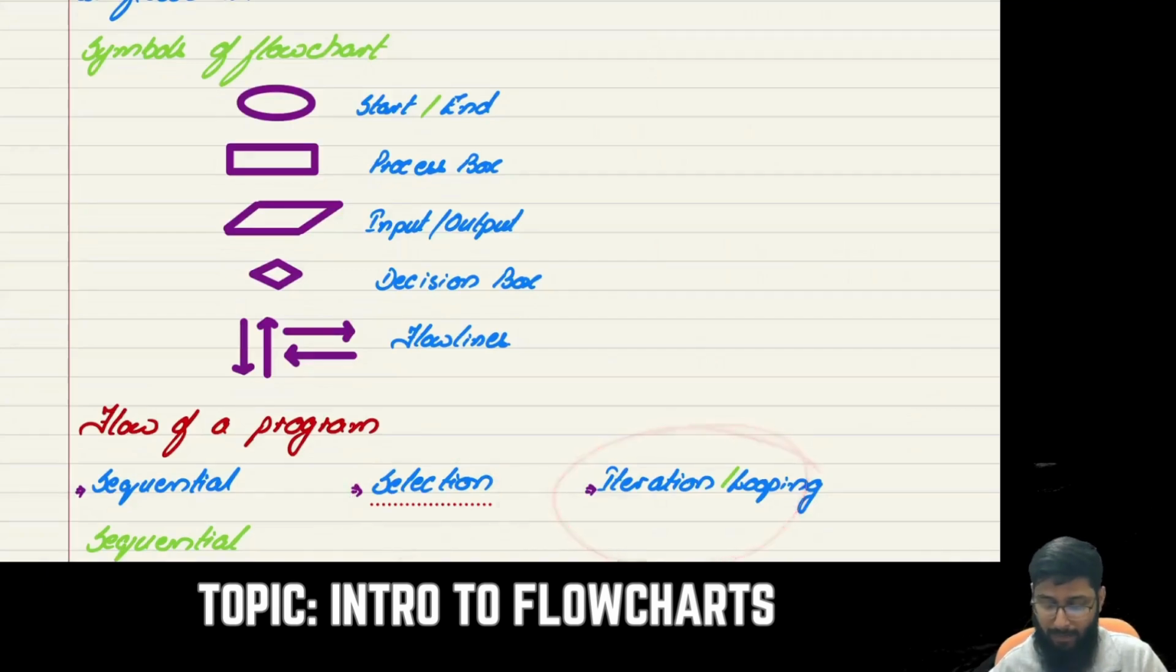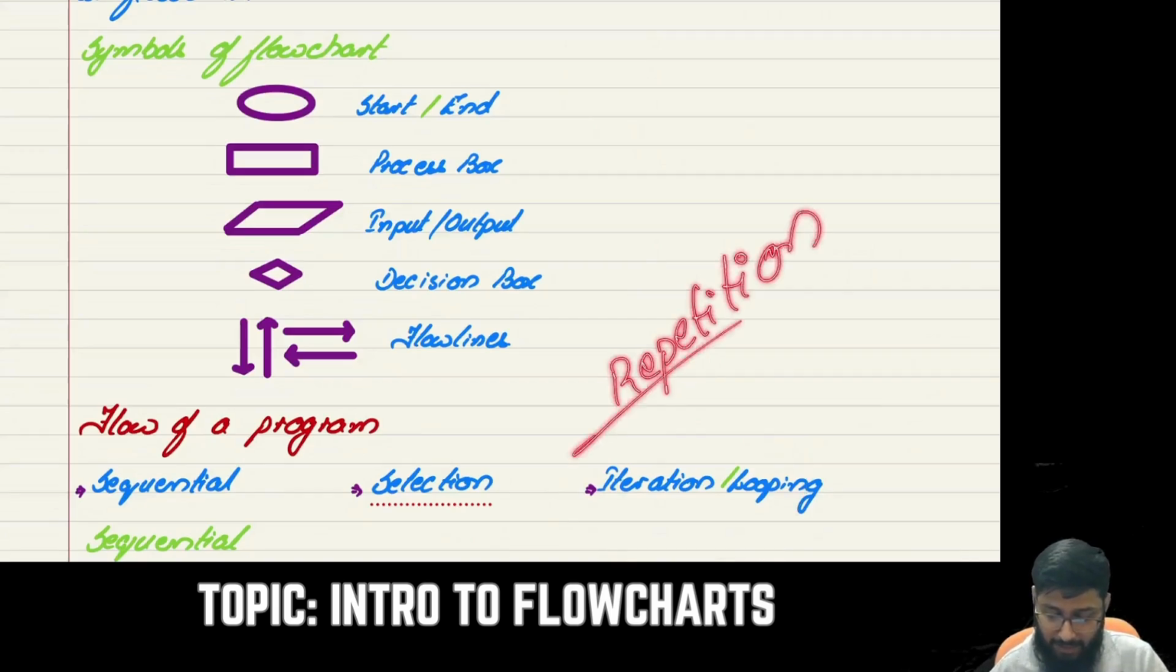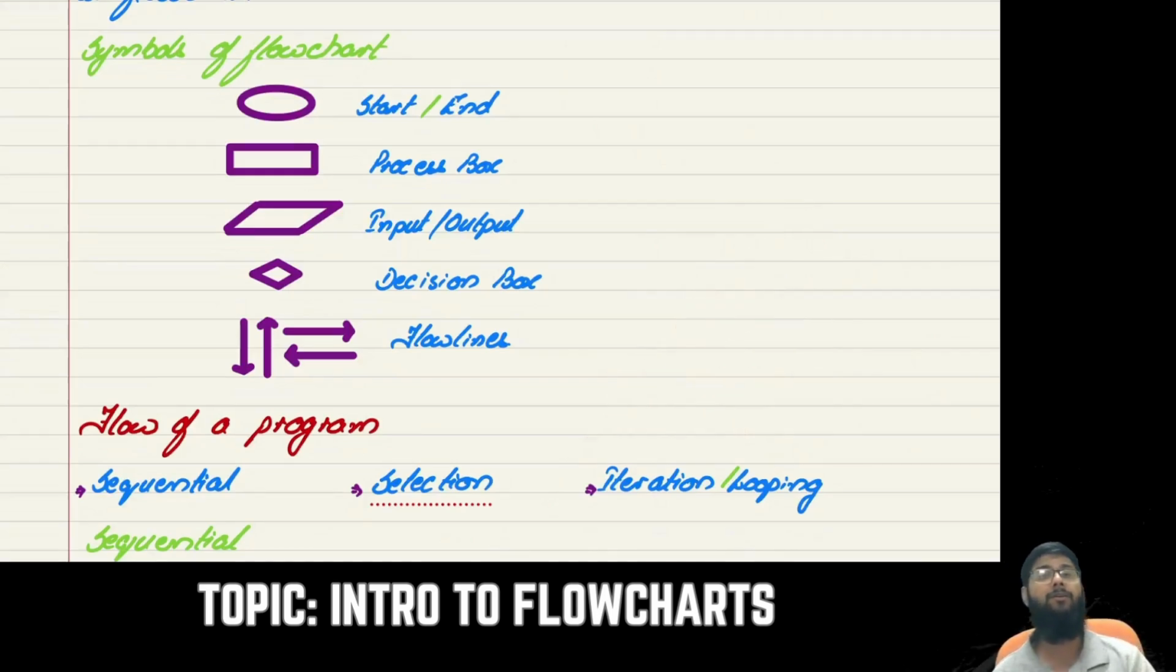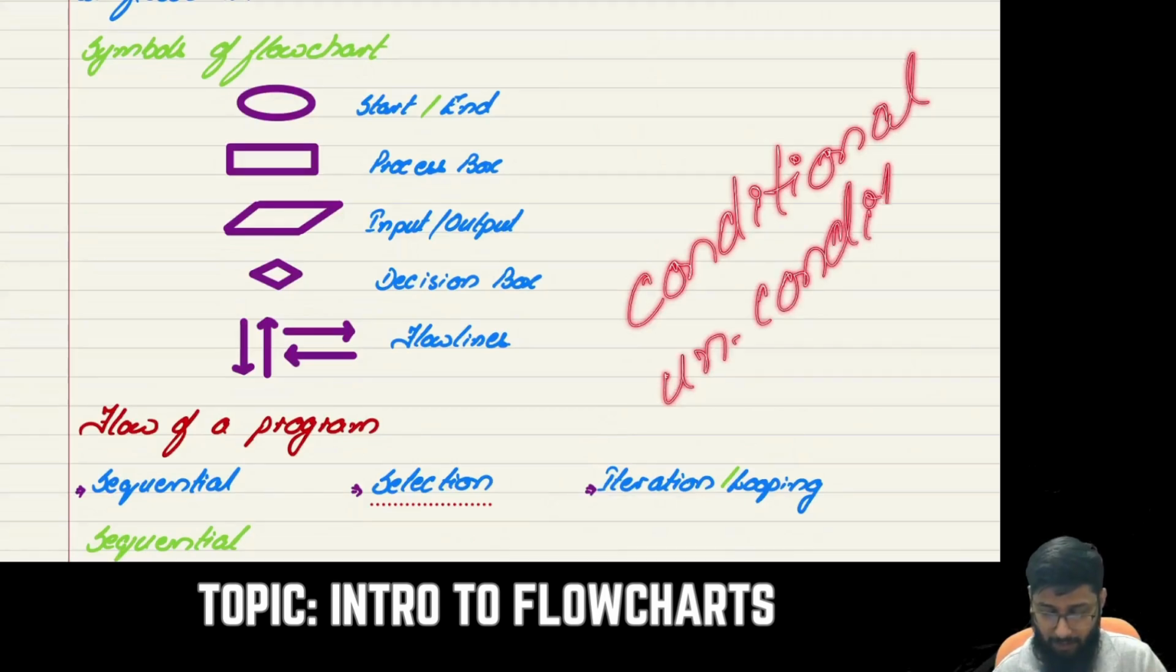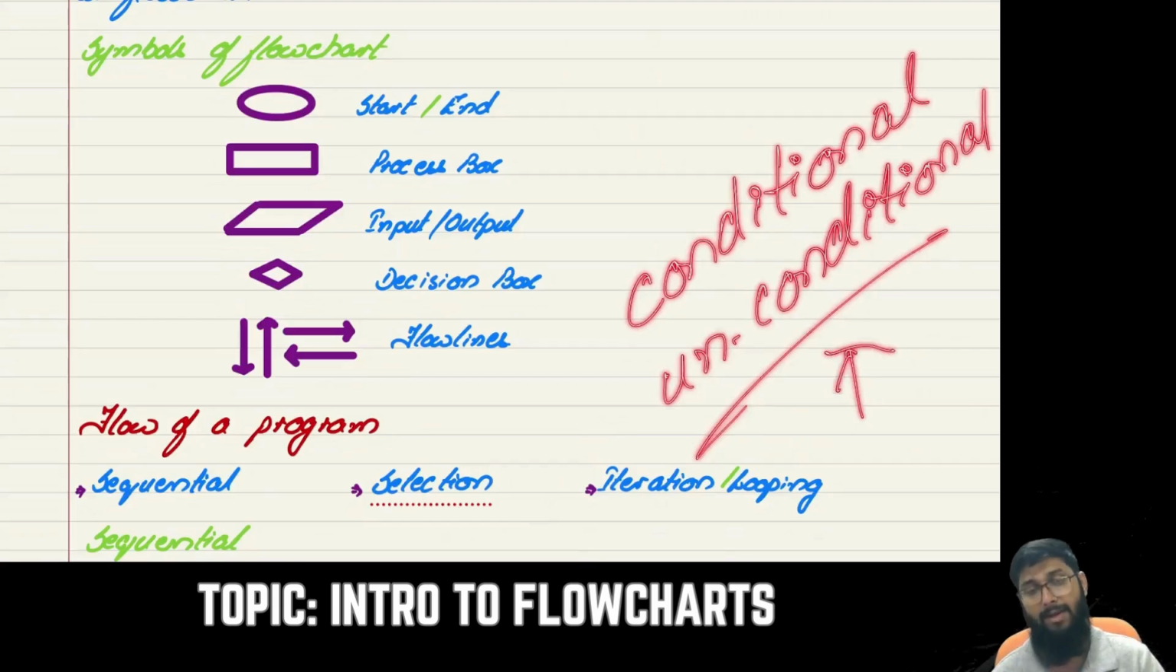Iteration or looping means repetition of a certain task. Now when it comes to iteration or looping, we will be doing two different types of repetitions, or two different types of looping. That will be either conditional or unconditional sort of looping. So we will be doing two different categories of looping.